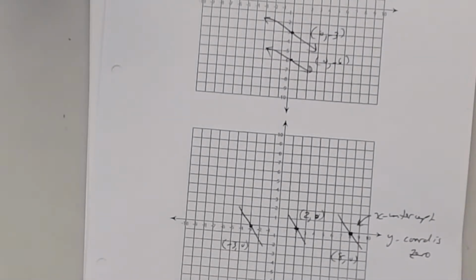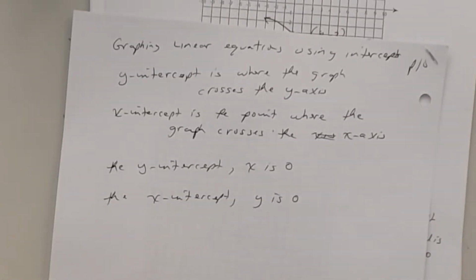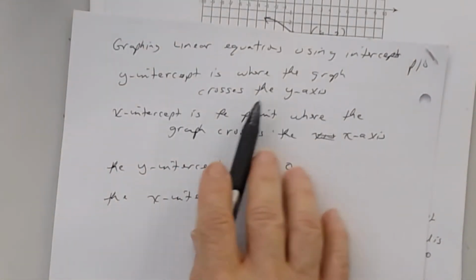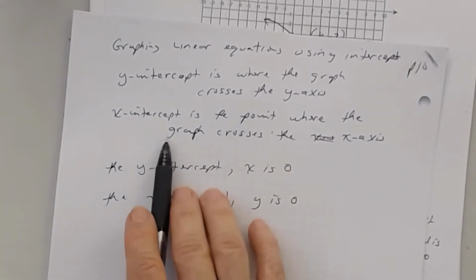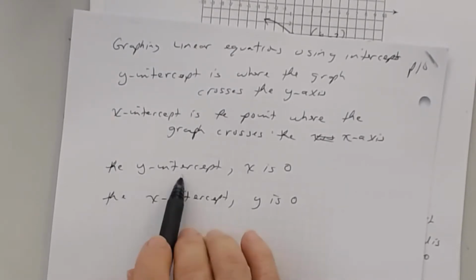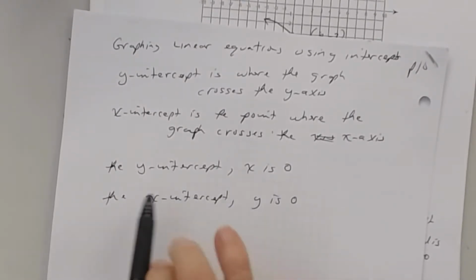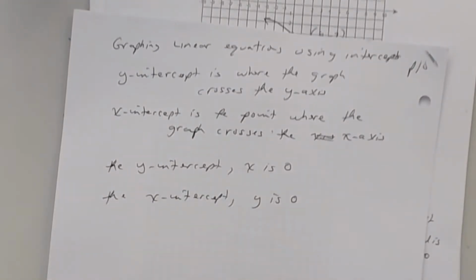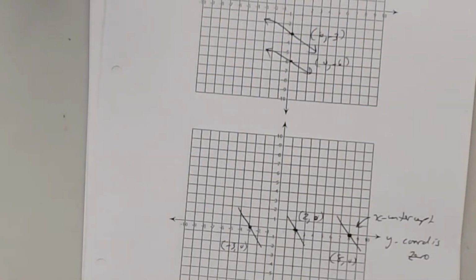All right. If you look at your notes from last class period, I think it's the last page, one of the things we wrote down was this. The y-intercept is where the graph crosses the y-axis, and the x-intercept is where the graph crosses the x-axis. We also stated that for the y-intercept, x is what? 0, and for the x-intercept, y is 0. All right, so we're going to use that idea with the next problem.